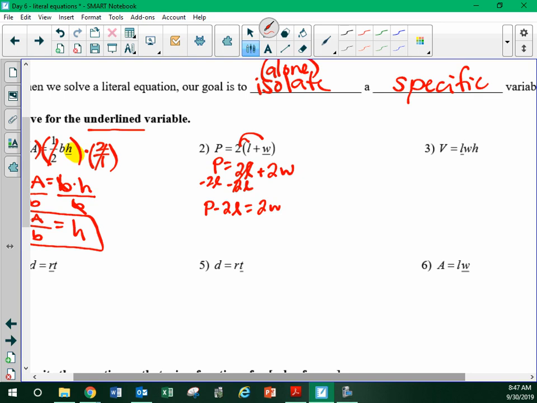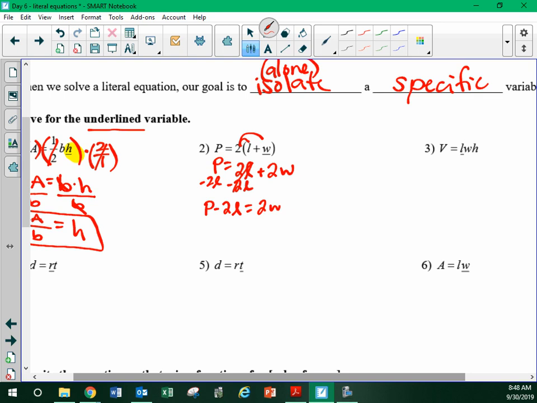How do you know which one you're supposed to subtract? What do you mean? Which variable to subtract? So we're trying to get W by itself, so I'm just leaving the W alone. The underlined one is the one that we're trying to get, right? It says solve for the underlined variable, so that's what we're going to leave alone.